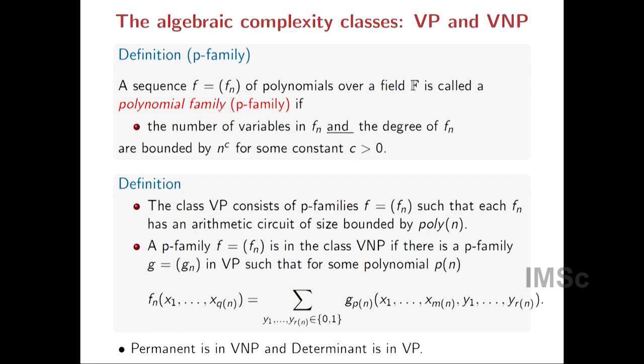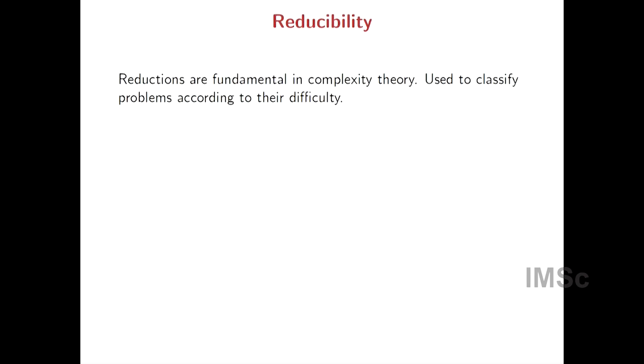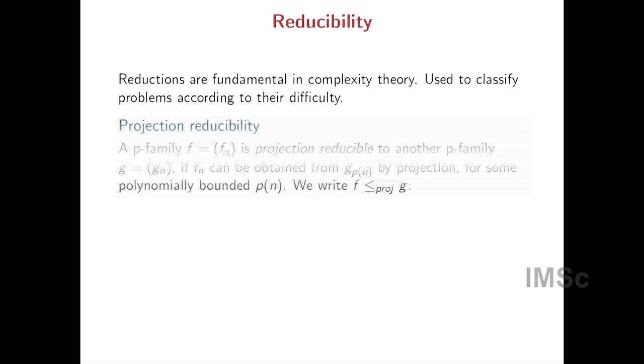Okay. So permanent is in VNP, it's even VNP complete in the commutative world, and determinant is in VP because, for example, of Mina's algebraic branching program for the determinant. And how do you prove something is complete? You need a notion of reductions. I say that if I have two polynomials f and g, g is harder than f if I can easily transform f into g. Okay, because then I can use g to compute f.